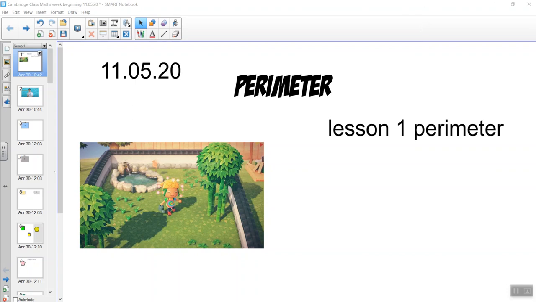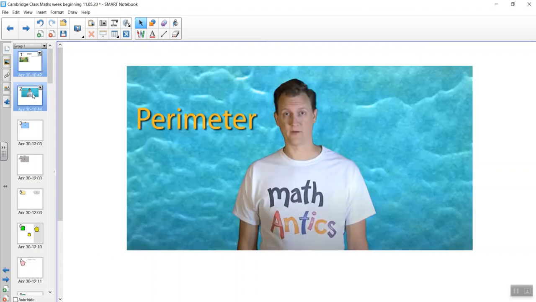Okay, so this week we're going to look at perimeter. Now, if you remember, we looked at Math Antics last time when we looked at rounding numbers. We're going to listen to what he has to say about perimeter.